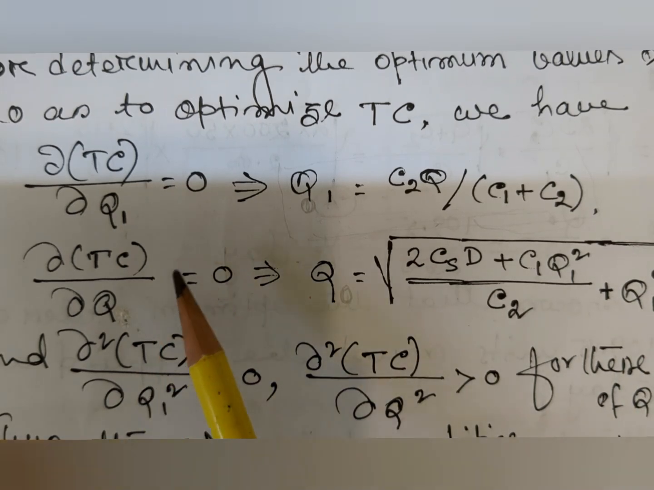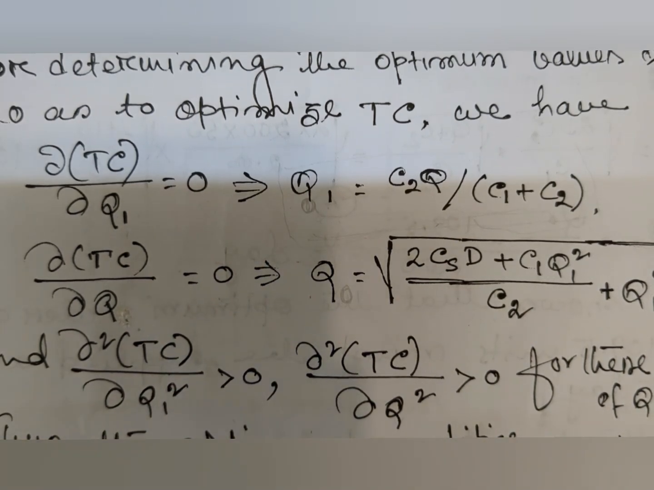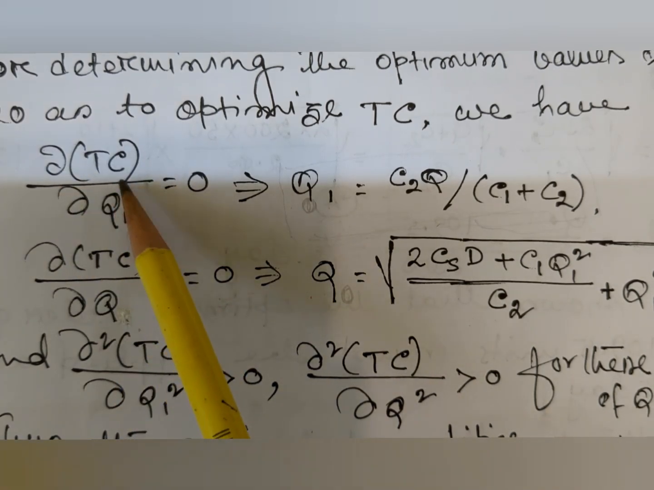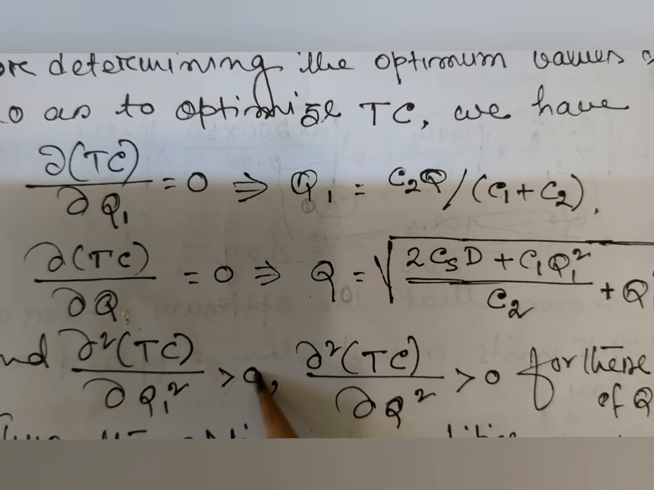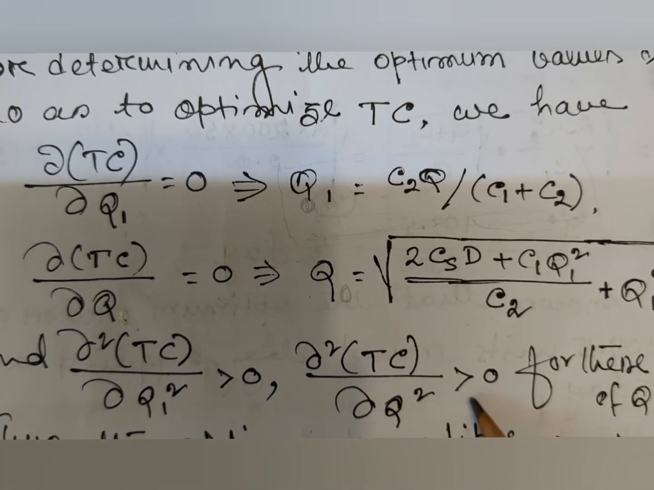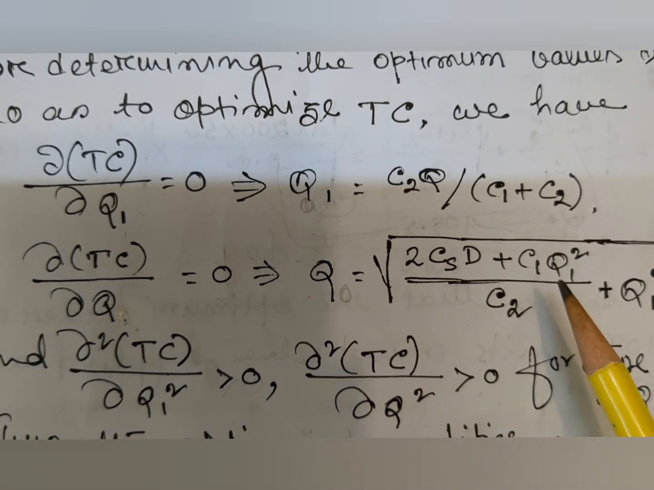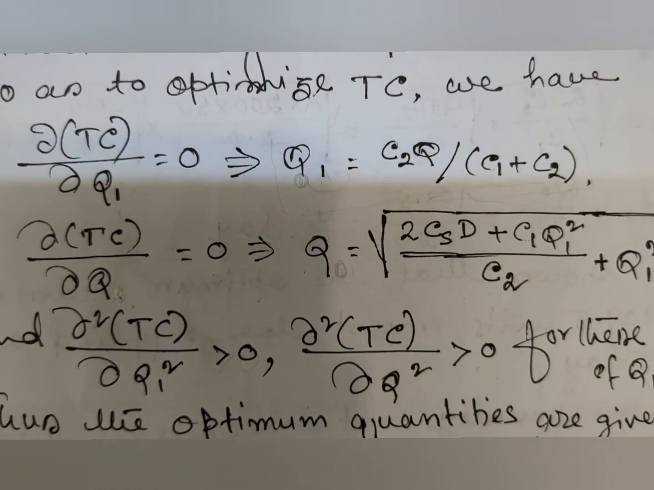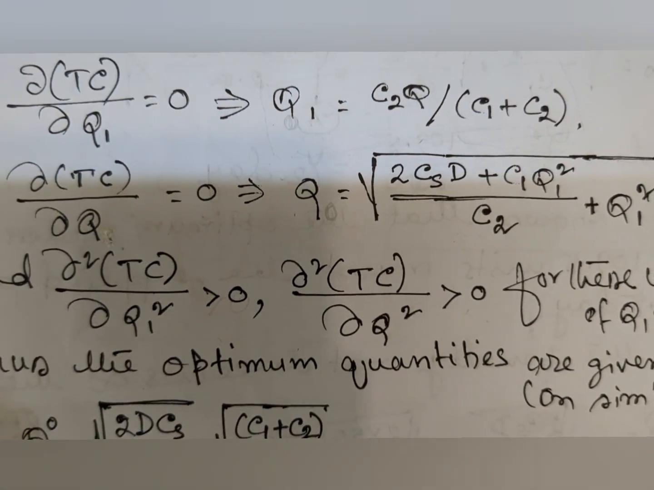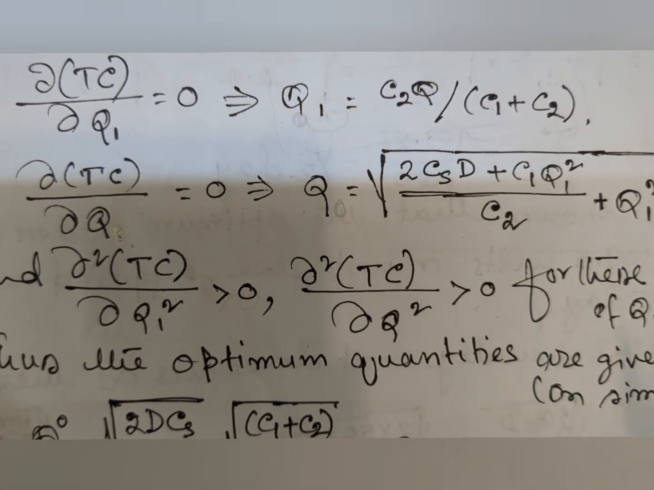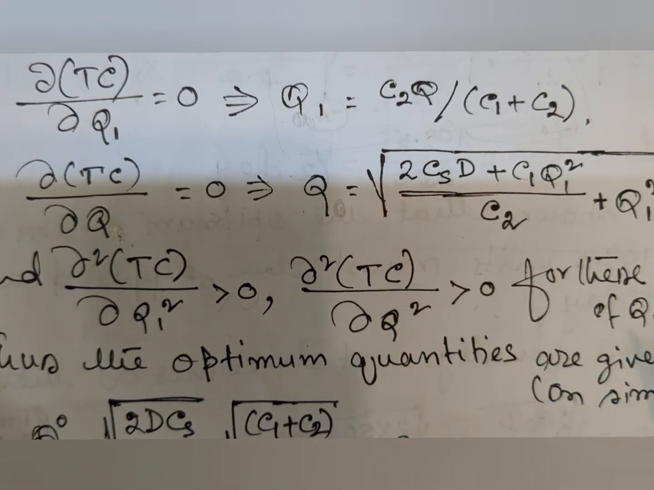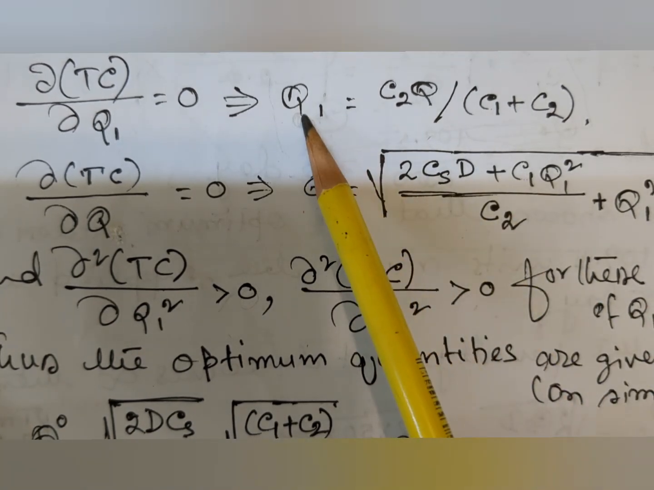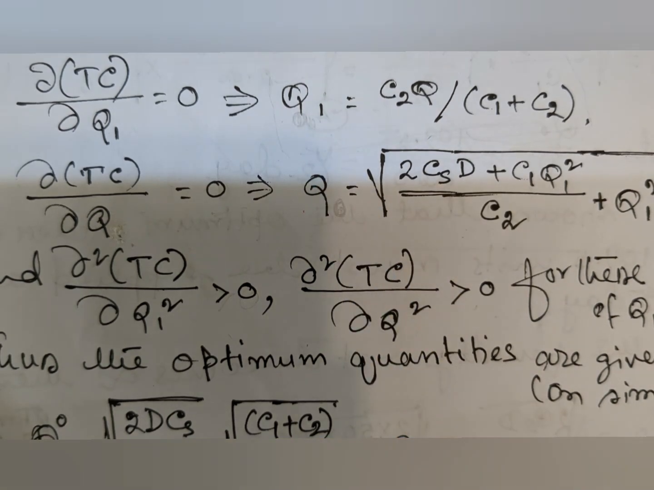And to prove it is a definite minimum, the second derivative is also to be checked. If you differentiate this function again with respect to delta, you will see that it is positive, greater than 0. That means it is a definite minimum: the cost will be minimum for this optimum value of Q1, Q0. This is the ordering quantity, and this is the optimum backlog size.